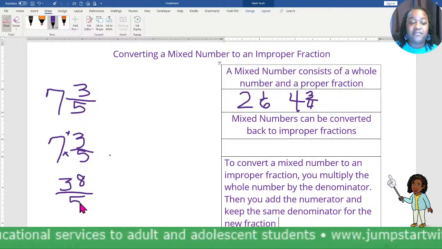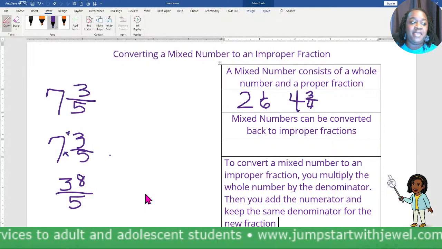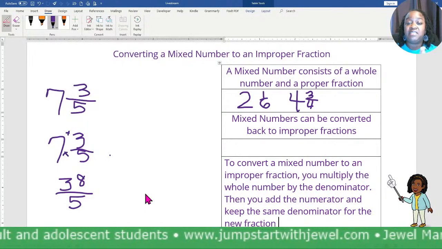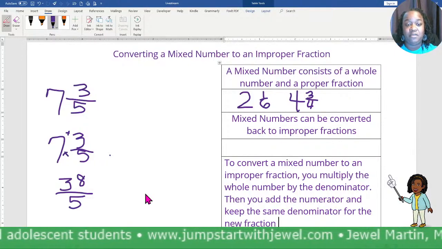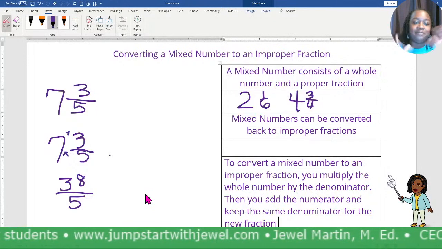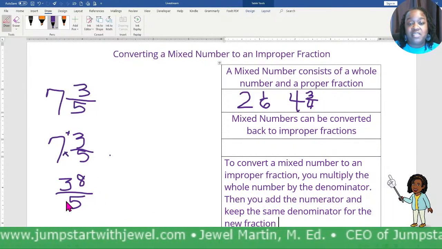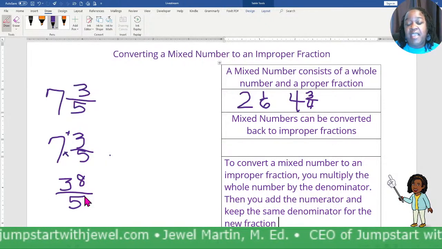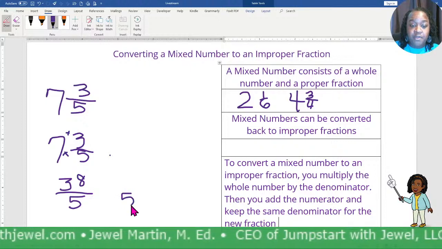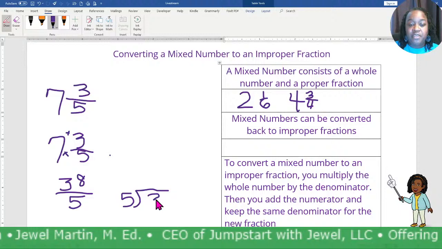over 5. Now, what if you were doing an assignment and the instruction was to convert a mixed number to an improper fraction and then convert it back to a mixed number? You never know, right? Sometimes instructions are kind of interesting. The way you would convert this back to a mixed number, you would divide it. 5 will become your divisor. 38 will be your dividend.